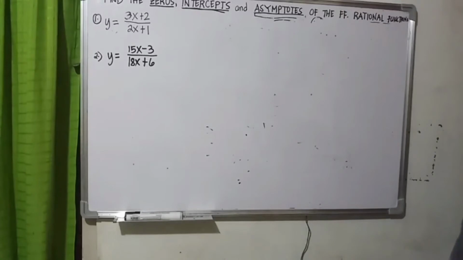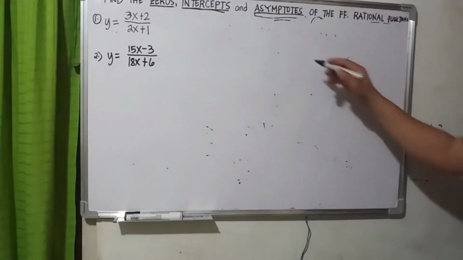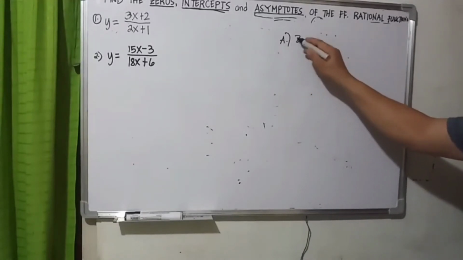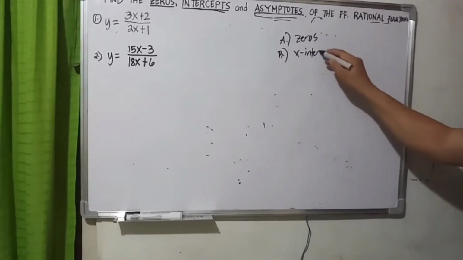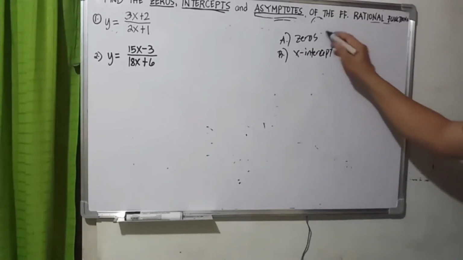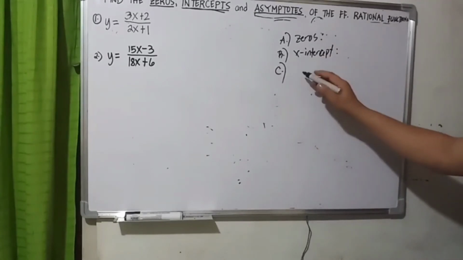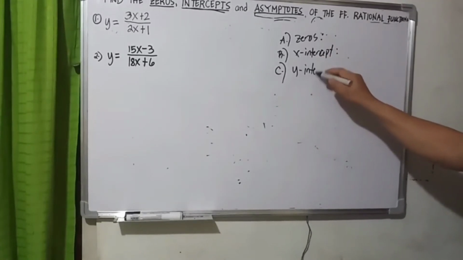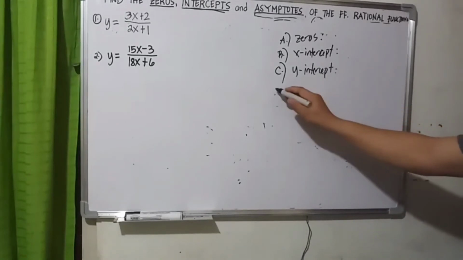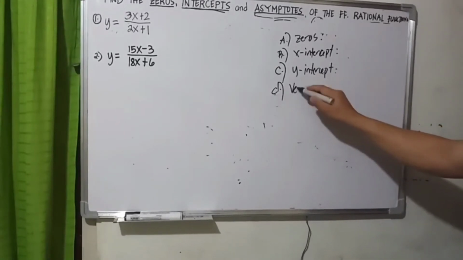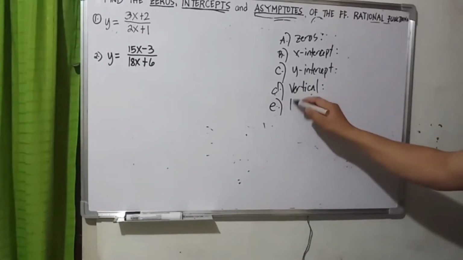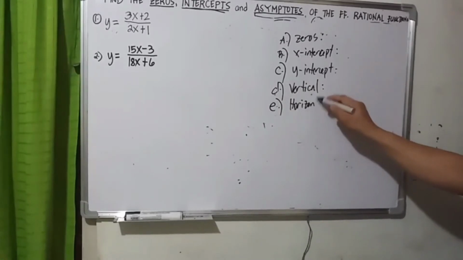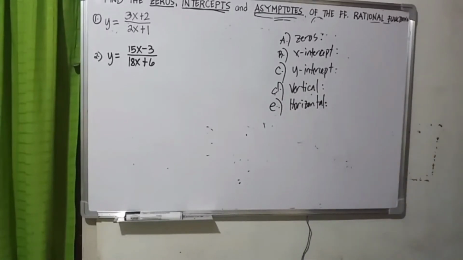Summarize. Okay. So una, ang 0 saan natin makita? So letter A, zeros. Letter B, x-intercept. Letter C, y-intercept. Letter D, vertical asymptote. And letter E, horizontal asymptote. Okay, itong summarize natin.